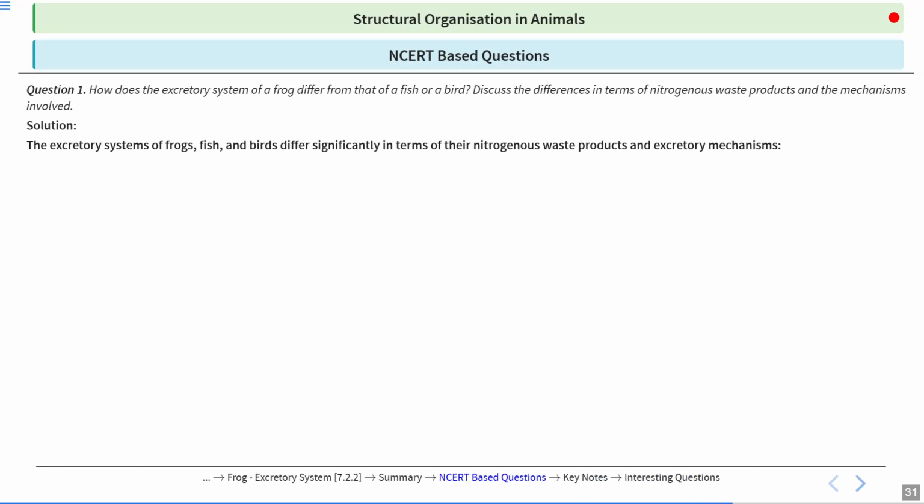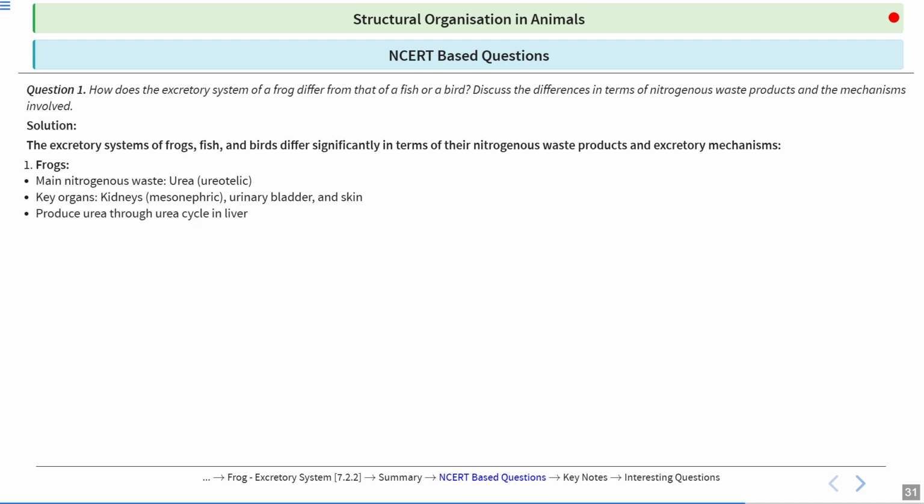So this was our question. The excretory system of frog, fish and bird differs significantly in terms of the nitrogenous waste product and the excretory mechanism. So the excretory substance is also different, and the products that are formed are also different. Let us see. Frog. The main nitrogenous waste substance is urea. So it is ureotelic. Key organ, kidney. Kidney is the main excretory organ, and the other organs are the urinary bladder and the skin.